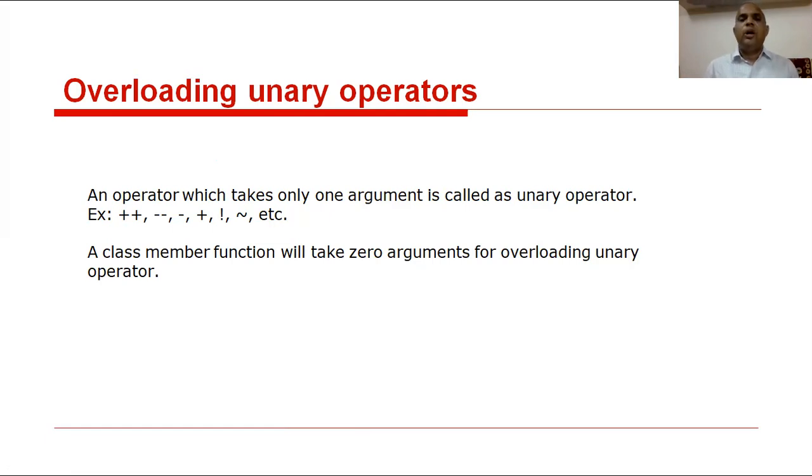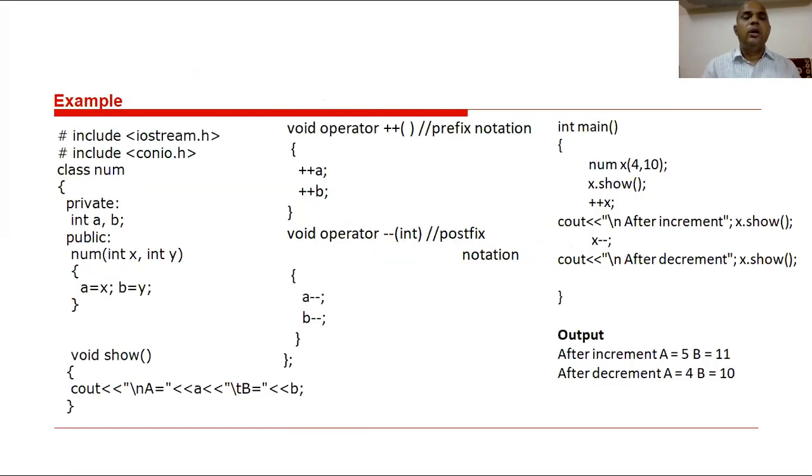Clear? Unary operators. Here plus plus and minus minus, these two are the increment and decrement operators. Here minus and plus. Simply minus is negative, minus x is negative x, then plus x is positive x. By default it is positive. If you don't mention negative, then it will take positive. Clear all of you? Then the etc. A class member function will take 0 arguments for overloading unary operators. Clear? This is an example program for unary operators.